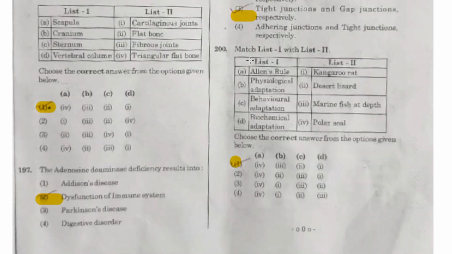And 200th question, match list 1 with list 2. Allen's rule, polar animals have got small extremities. And here again this is a physiological adaptation, biochemical adaptation is the question. Biochemical adaptation I have just given this one. Kangaroo rat, fat oxidation, so that it will be used, it won't drink water, and then it forms urine in the form of crystals. So I've just chosen this option. So the last one, D, goes with 1.